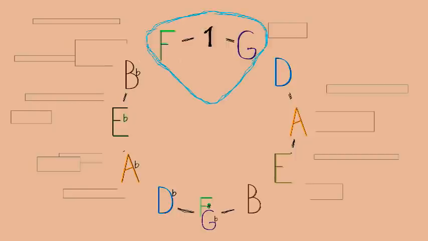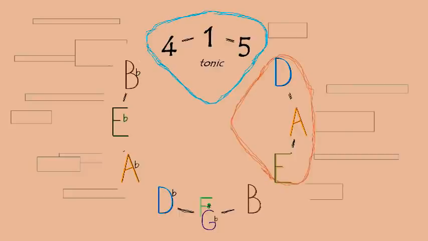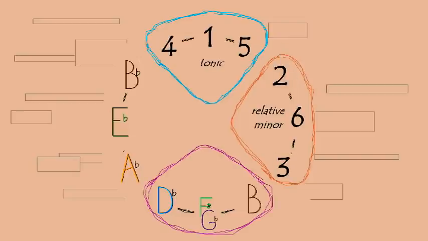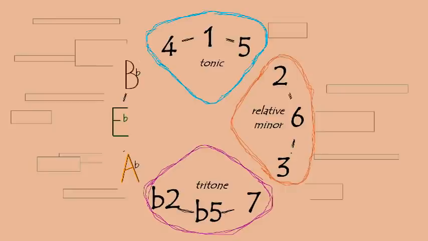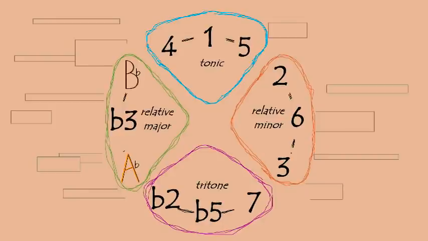At the top is the tonic, the key center, flanked by its perfect 4th and 5th. Moving clockwise, at 3 o'clock is the tonic's relative minor, the 6th, flanked by its perfect 4th and 5th, the 2 and 3. At 6 o'clock is the tritone, the flat 5, flanked by its perfect 4th and 5th, the 7 and flat 2. And at 9 o'clock is the tonic's relative major, the flat 3, flanked by its perfect 4th and 5th, the flat 6 and flat 7.